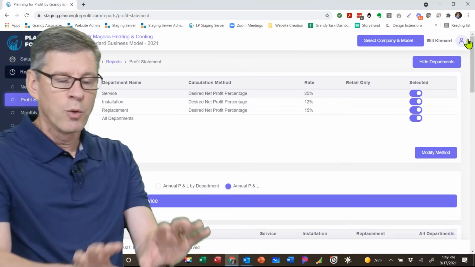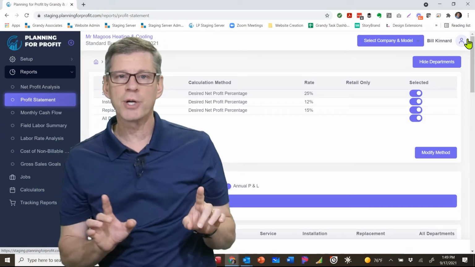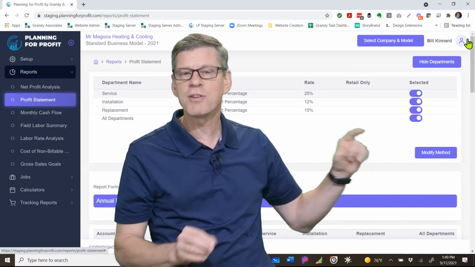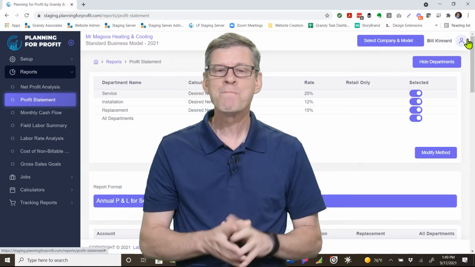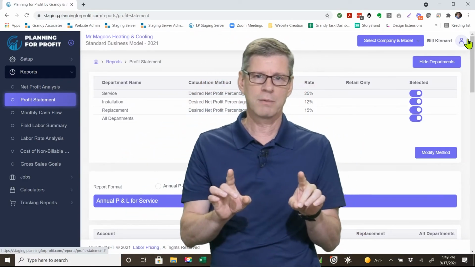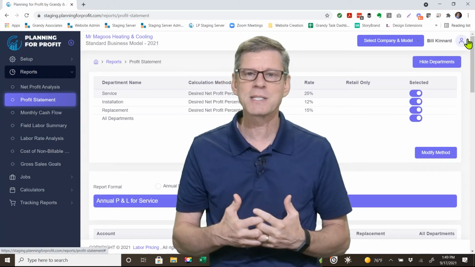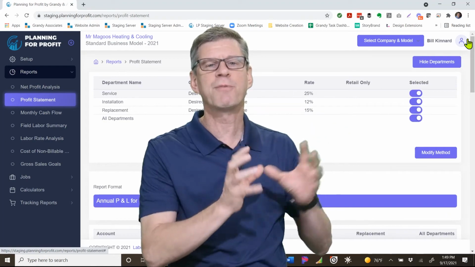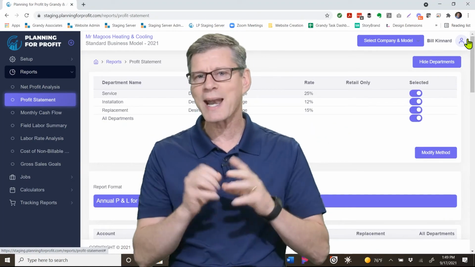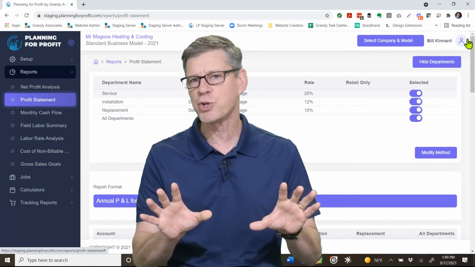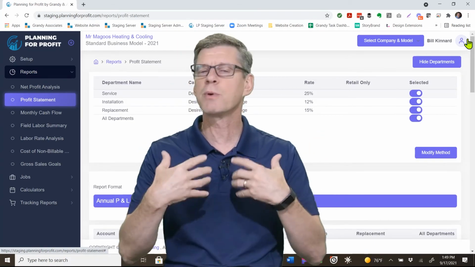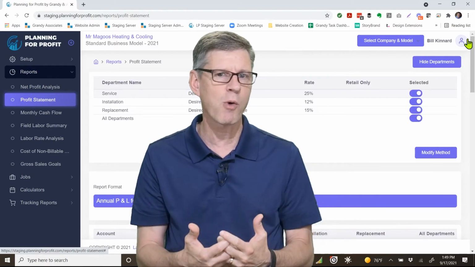Now, with this report, any user can hit Modify Method and change that method there and see how it impacts your reports. Only an administrator, one of your logins who is set up as an administrator, has the ability to save that and apply it to the company for all other users. So if you're not an administrator, it will let you make that change and see how it impacts your numbers, but as soon as you get out of this report, it's going to revert back to whatever the normal setup was.